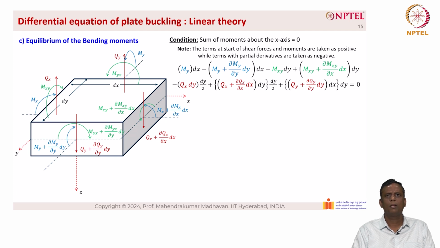into dy plus (Mxy plus ∂Mxy/∂x into dx) into dy minus Qx into dy by 2, where the lever arm here is dy by 2 for Qx plus ∂Qx/∂x into dx into dy by 2. Similarly, the lever arm is dy by 2. Plus there is another Qy, which is Qy plus ∂Qy/∂y into dy into dx, and whose lever arm is dy. So, multiplied by dy is equal to 0.